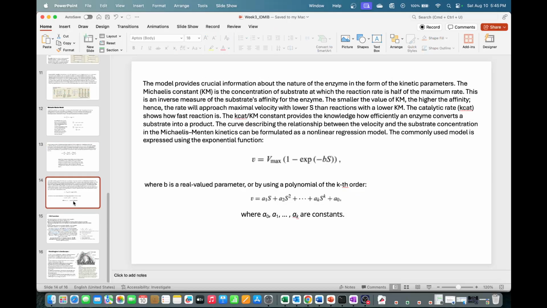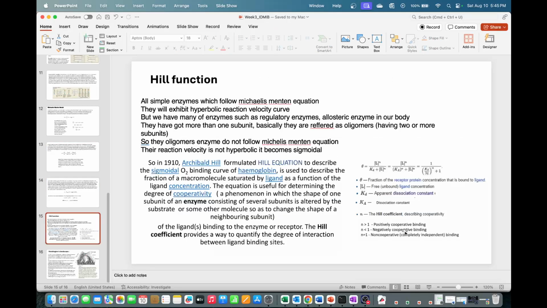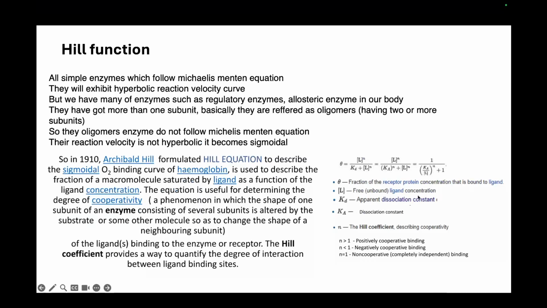Okay, so this was the Michaelis-Menten model. The last part of today's session is basically the Hill function. I'll talk a little bit about the Hill function. We'll see it in further lectures where we properly model different types of proteins and their expressions and how they are changing with time. We'll see more examples of the Hill function later down the line. But generally, all the simple enzymes will follow the Michaelis-Menten equation as I showed you. They will exhibit a hyperbolic reaction curve, velocity curve.